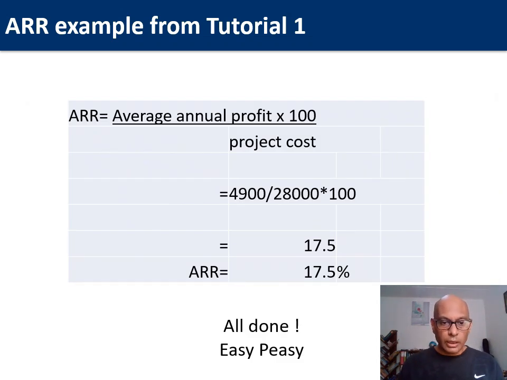So the formula is annual average profit divided by the project cost into 100. 4,900 is our annual average profit. 28,000 is the cost of the machine, if you remember initially, it was given in the question, and multiplied by 100. So we get 17.5, and we have to put the percentage sign. So we are all done. So easy peasy. That's the ARR method.